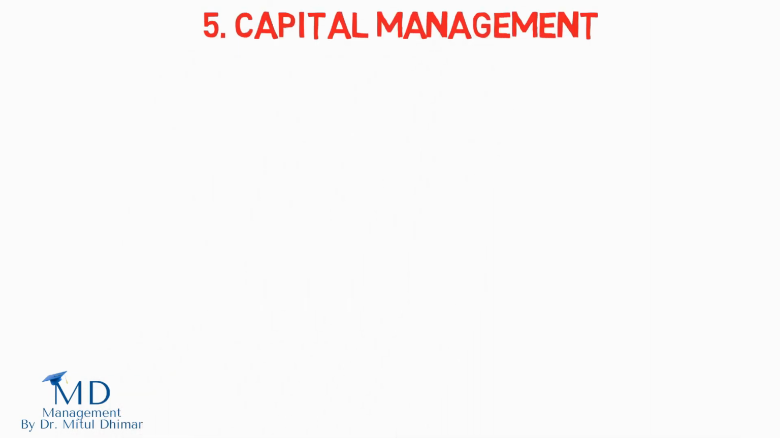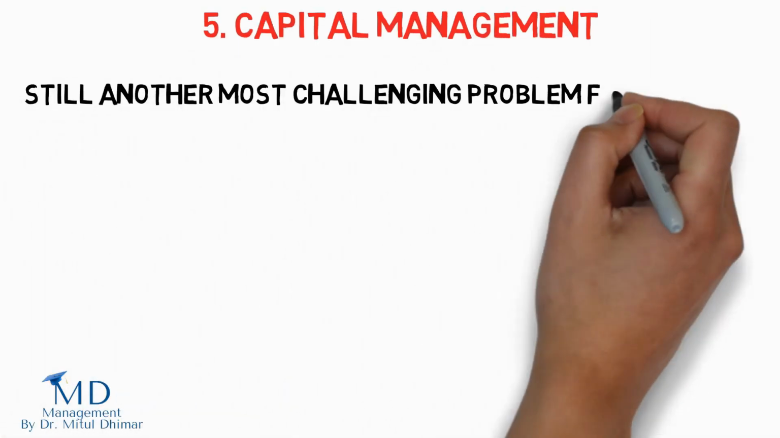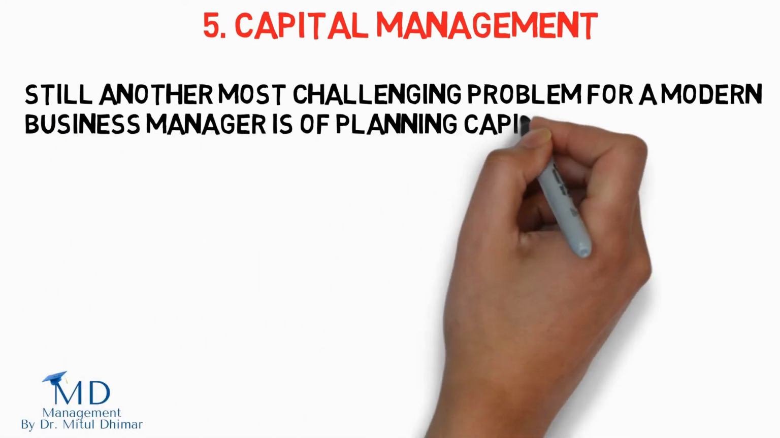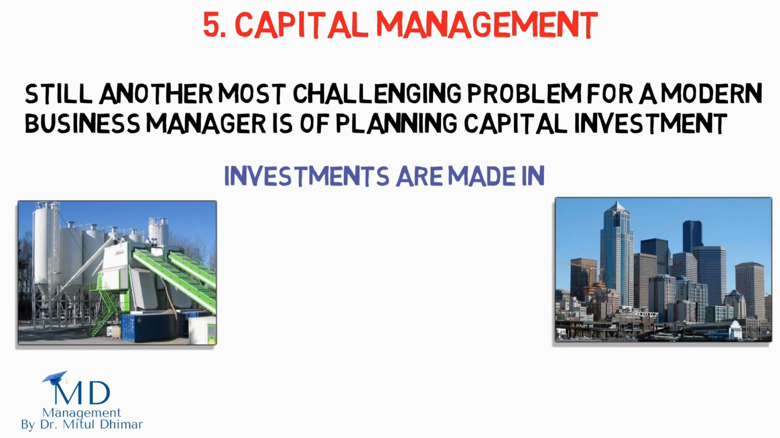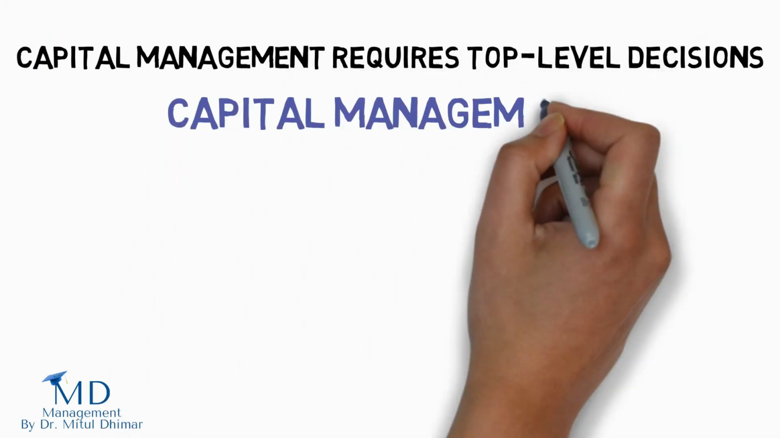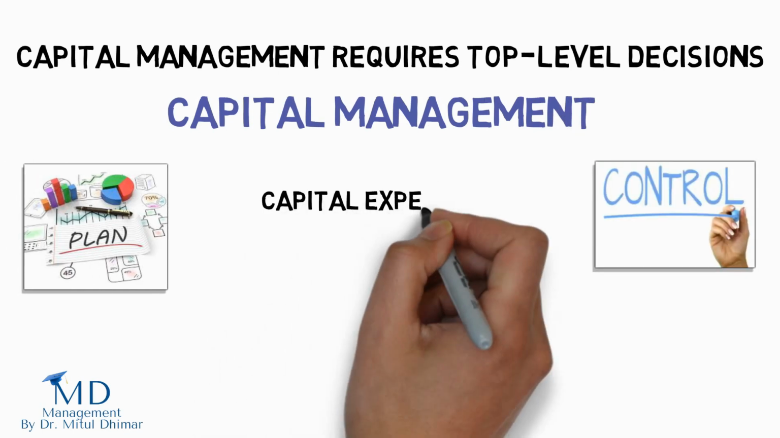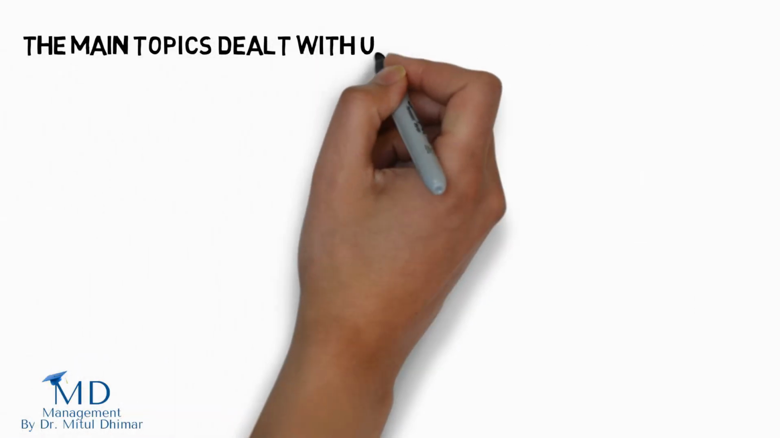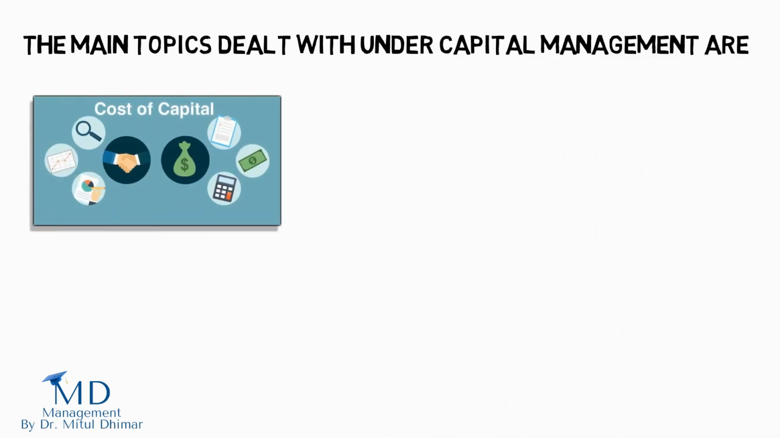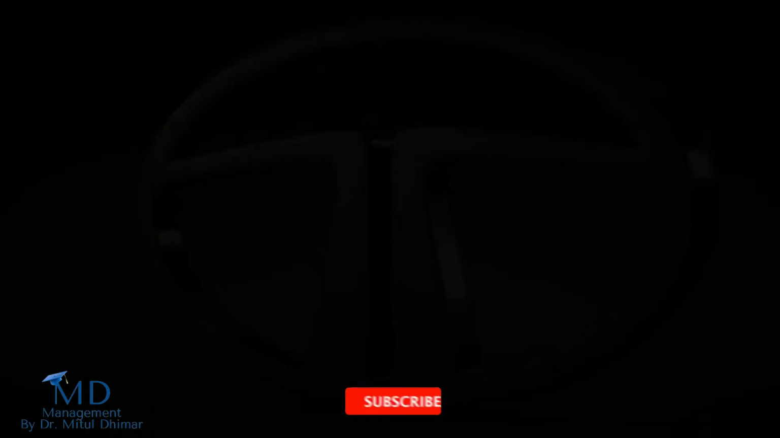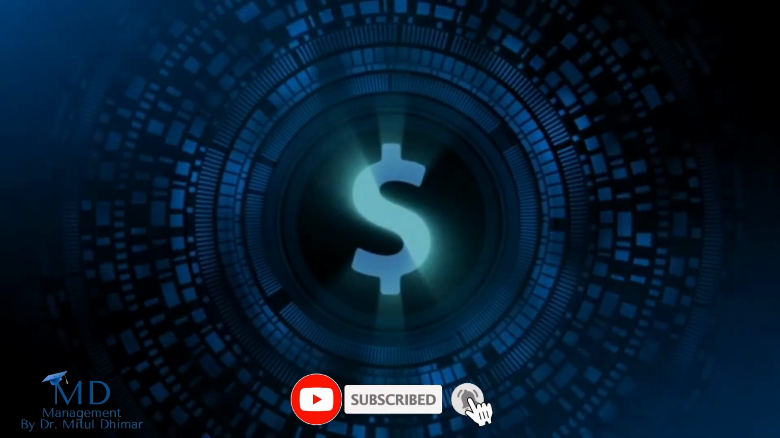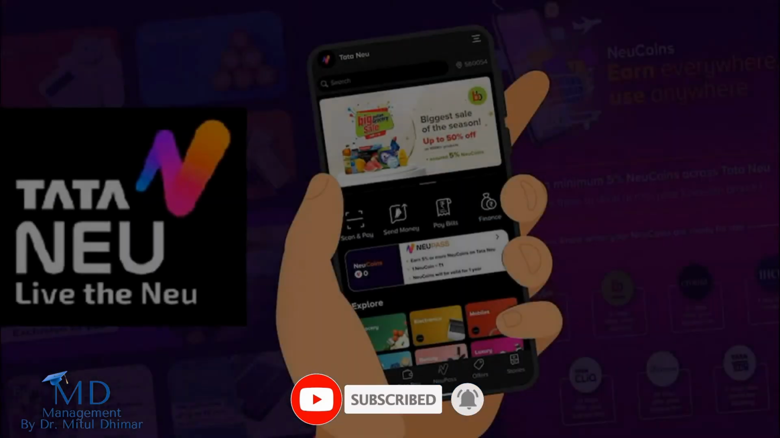Capital management. Still another most challenging problem for a modern business manager is planning capital investment. Investments made in plant and machinery and buildings are very high. Therefore, capital management requires top-level decisions. It means planning and control of capital expenditure. The main topics dealt with under capital management are cost of capital, rate of return, and selection of projects. For example, Tata Sons Limited planned to invest at least $2 billion in its ambitious super app, Tata Neu.